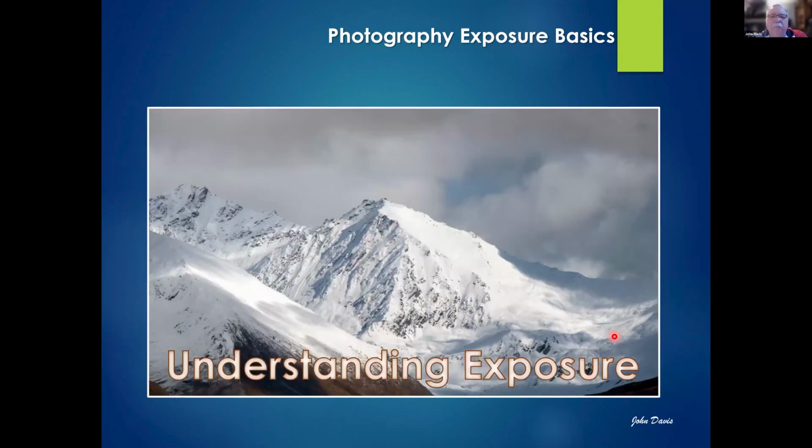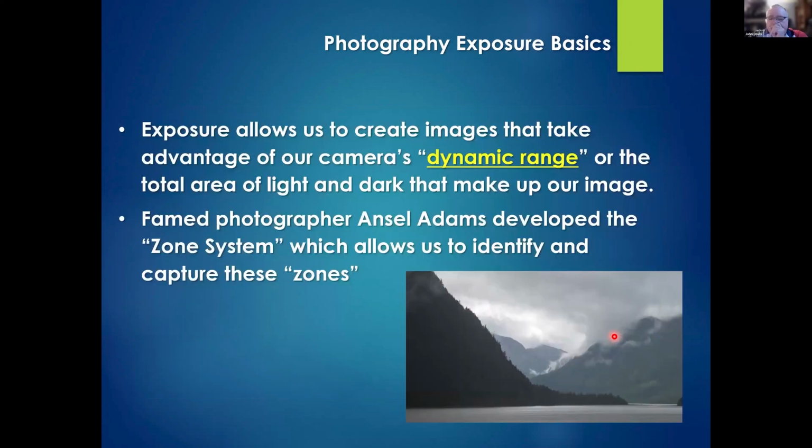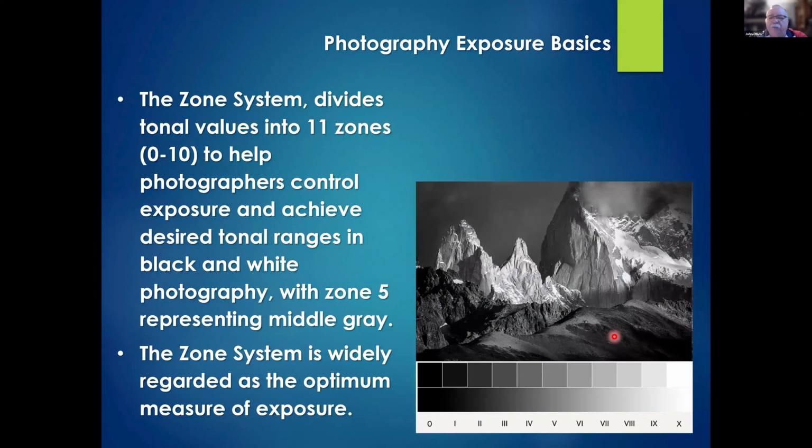So let's talk about understanding exposure. What exposure comes down to is something called dynamic range. When our camera records an image, you have light areas and you have dark areas. Famous photographer Ansel Adams developed a system called the zone system, where he broke down the lights and darks in an image into 11 different zones. As you can see here, 0 is absolute black and 10 is absolute white.